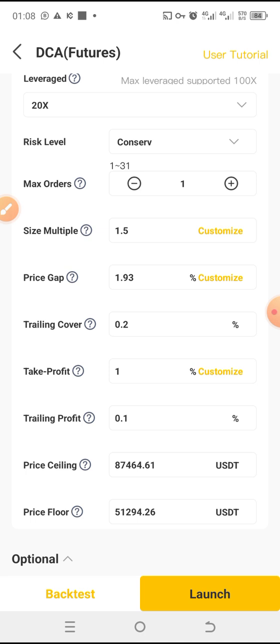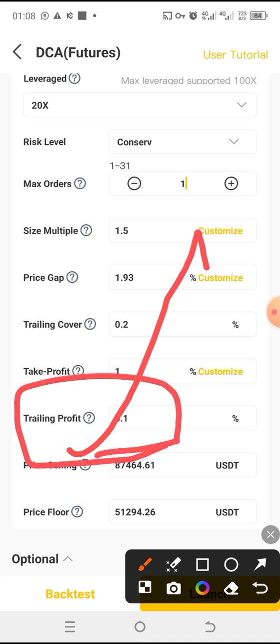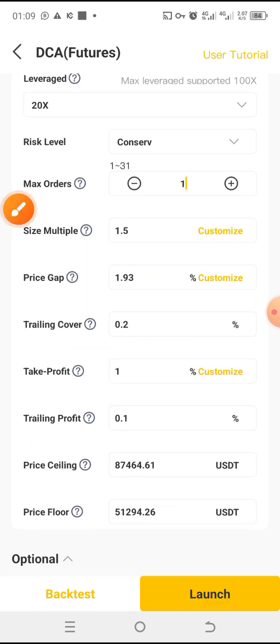Now, trailing profit simply means when the coin goes to 1%, it keeps going until it comes down 0.1% before it takes your profits. Then trailing cover is when it's meant to buy, it doesn't buy. It keeps going down until it tries to come up 0.2. So I think that is majorly all that we need to set.